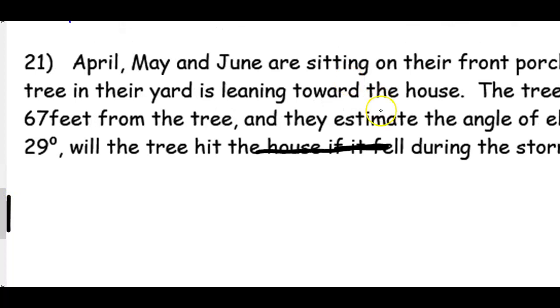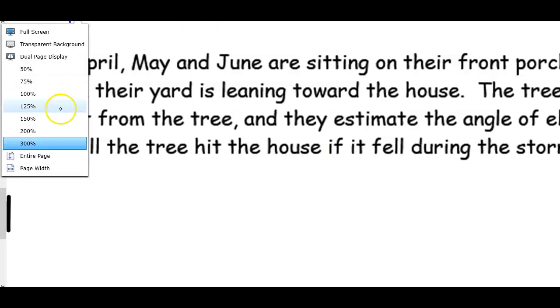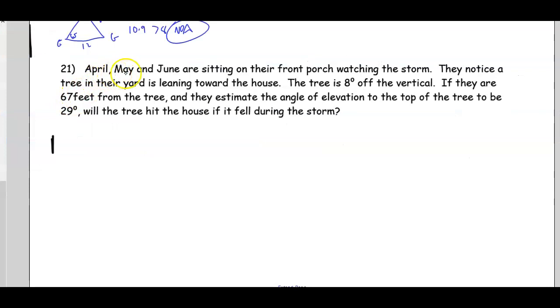Alright, last problem right here, man. This one, man, simple word problem. Just gotta read it. Check this out. Abram and June are sitting on the front porch of the storm. They notice a tree in the yard is leaning towards the house. So they're sitting over here, right? They're sitting here. Abram and June. Alright. The tree is 8 degrees off the vertical. Alright. It's leaning towards the house.